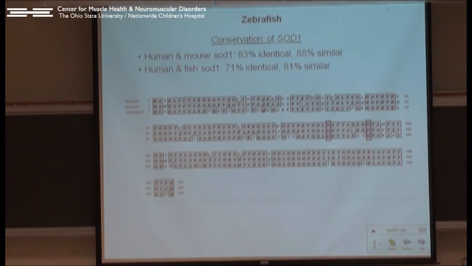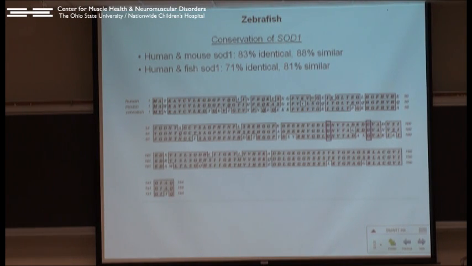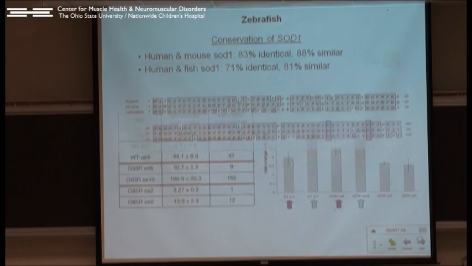All right, so I'm going to go on to zebrafish. And again, if you look at the conservation of the amino acids, you can see it's even greater in zebrafish, which is a vertebrate. So there's a lot higher conservation, about 71% identical, 81% similar. And again, two point mutations were made, G85R and G93R, and then common mutations.